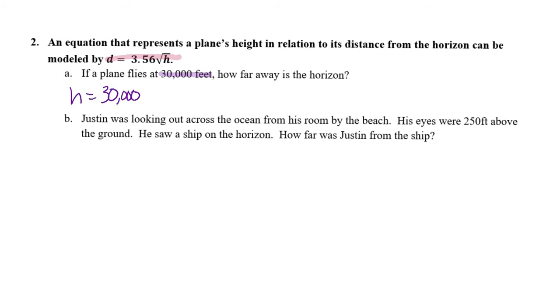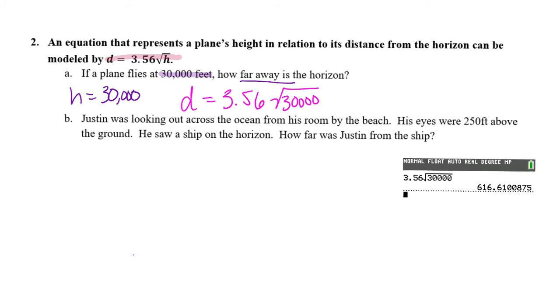So then we're going to plug that in because it wants to know how far away is the horizon. So D equals 3.56 root 30,000. And then we just type that in the calculator. All right, so you can see I typed it in my calculator and I got 616.61, and it is going to be in feet.